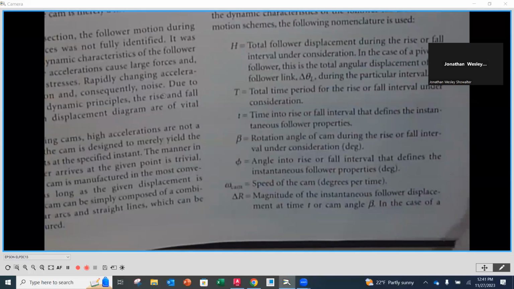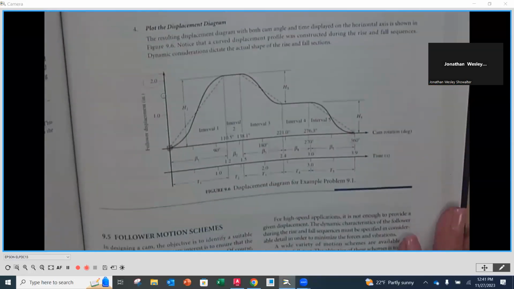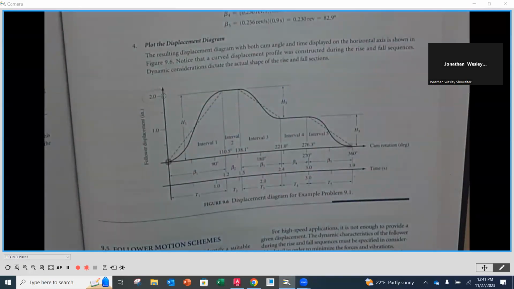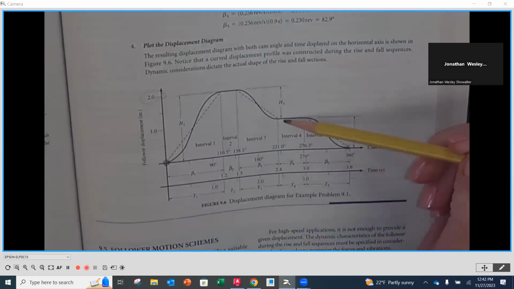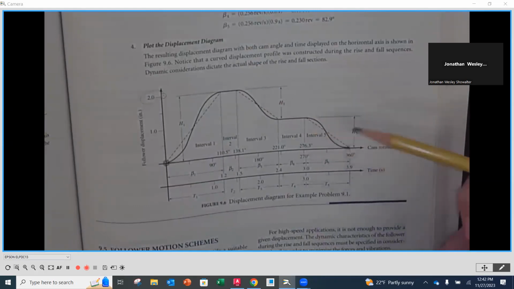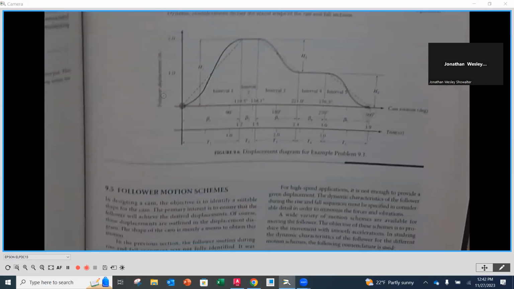If we go back up to the example that we just did, H was, for instance, the total distance that we went for the rise, which ended up being the total amount of displacement that we had on here. But then you would have an H related to any falls as well. Your H's on your rises always have to equal your H's on your falls.